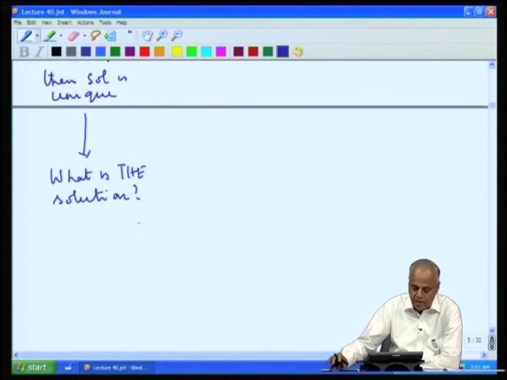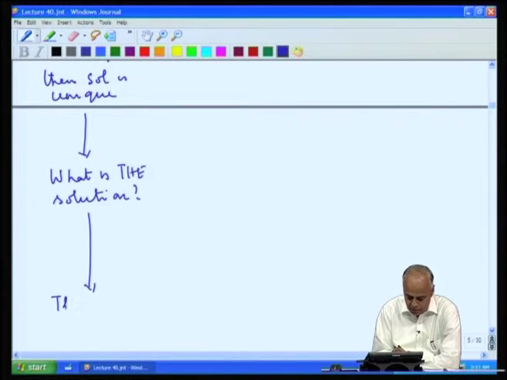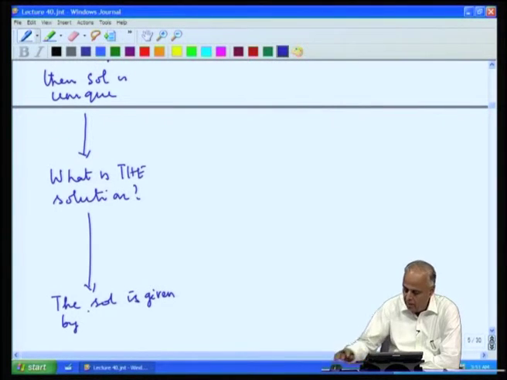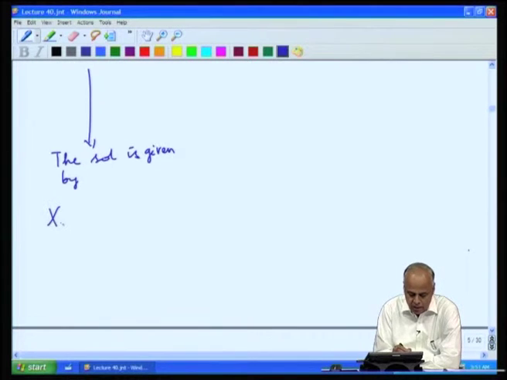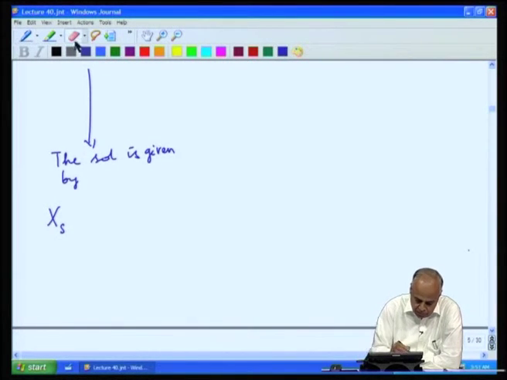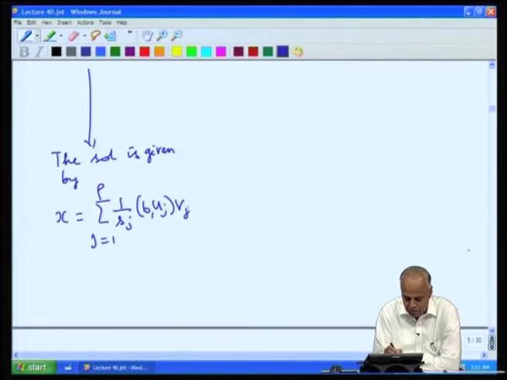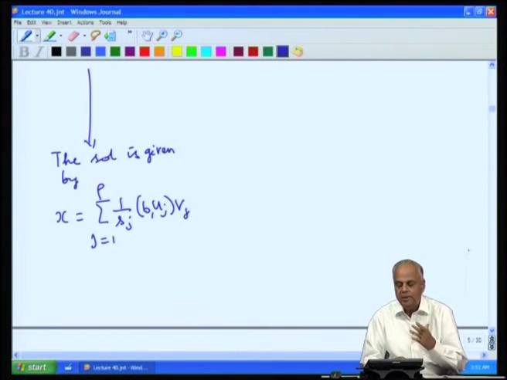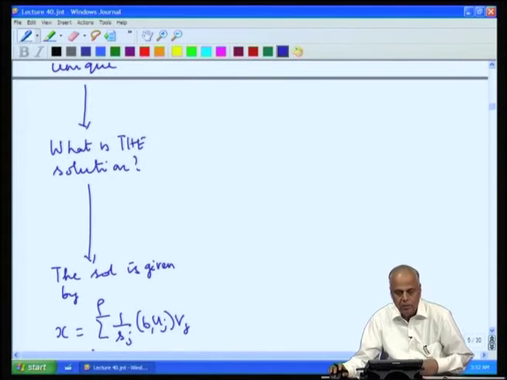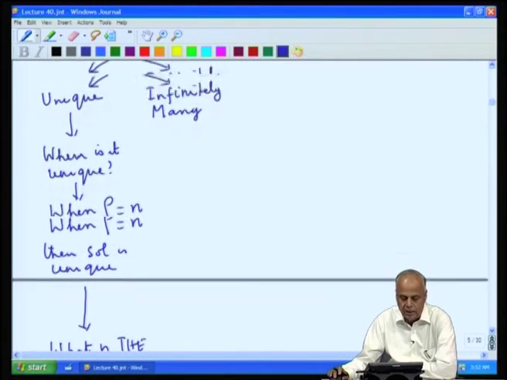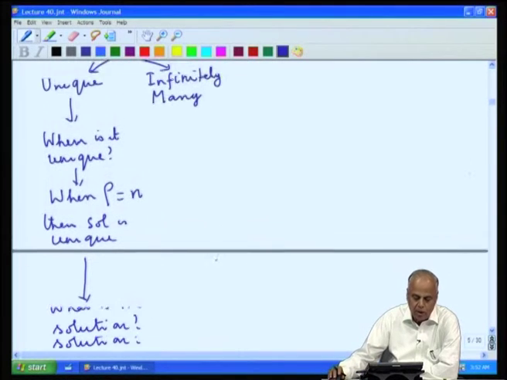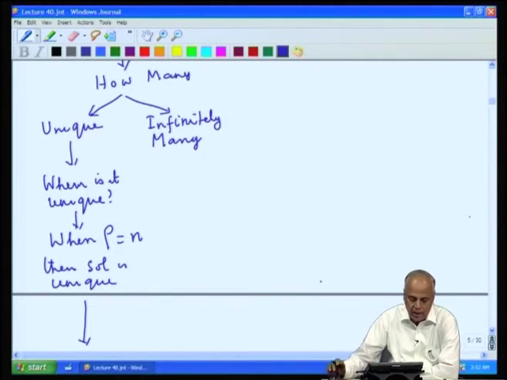And now we know the answer. The solution is given by our representation that we got, x is equal to summation j equal to 1 to rho, 1 by S j b u j v j, where u j, v j, S j are, as we have found out, the singular values, the basis for the range of A transpose, etc. So, we have the answers for all the questions that we asked in this case, the case where we have unique solution.